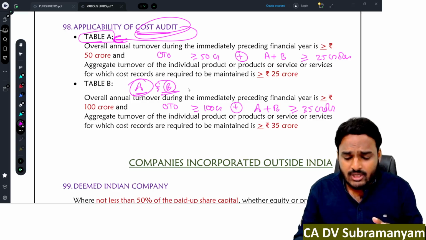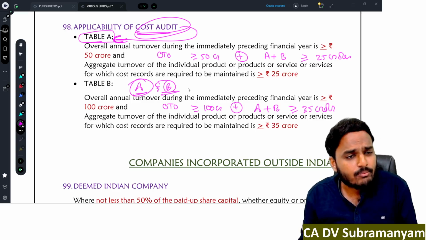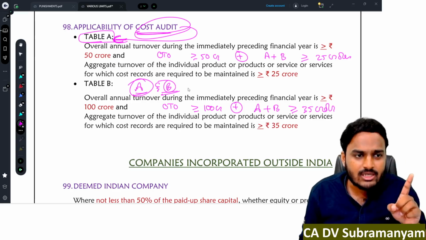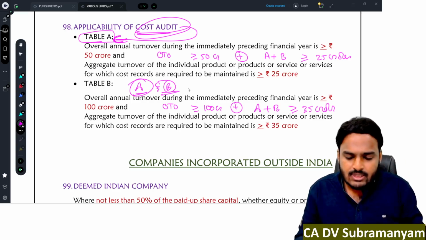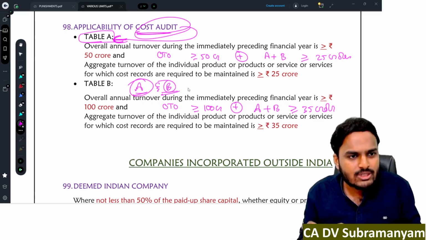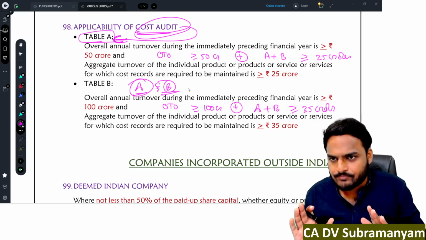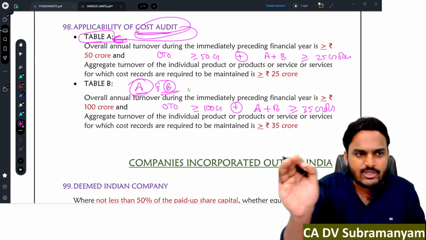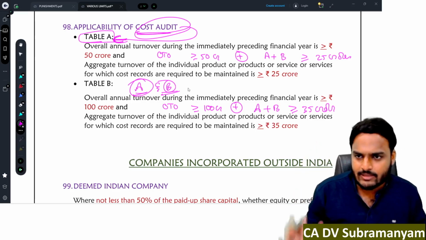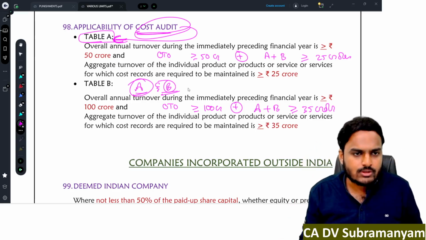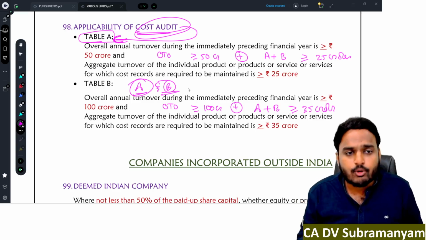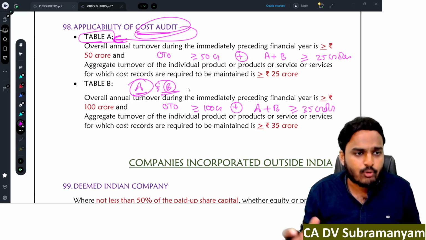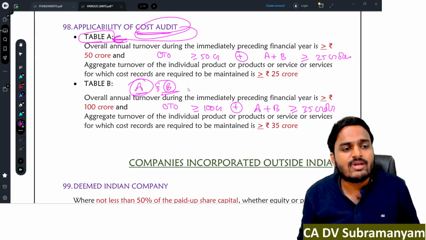Detailed explanation with respect to applicability of cost audit, I did it in marathon, and that marathon is already available in YouTube. Since I'm revising the limits, I'm just telling you the limits. Overall turnover 50 crores, turnover from table A, table B products 25 crores, then cost audit is applicable to products listed in table A. Overall turnover 100 crores, turnover from table A, table B products is 35 crores, then cost audit is mandatory for the products listed in table A as well as table B.